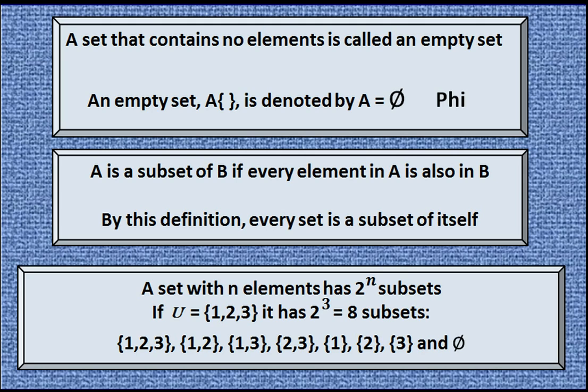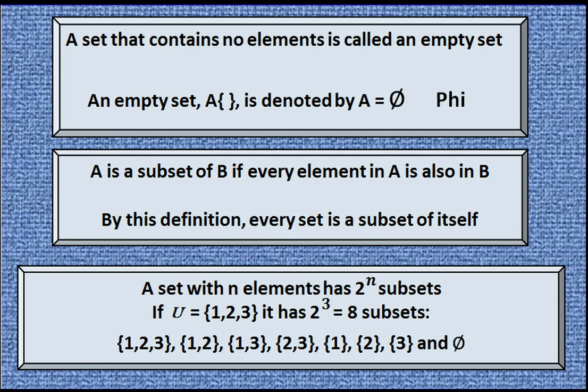A set that contains no elements is called an empty set. An empty set, designated by A equals open and closed curly brackets, is denoted by A equals the symbol phi, which is a circle with a slash through it.